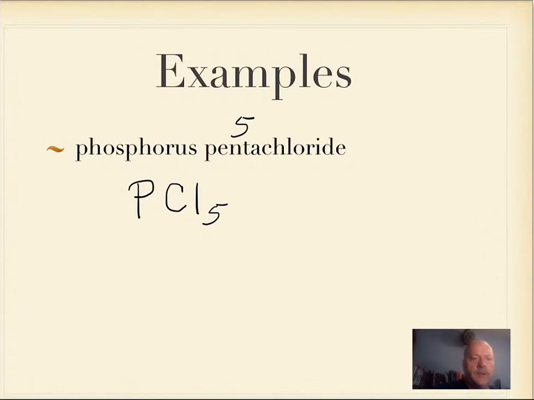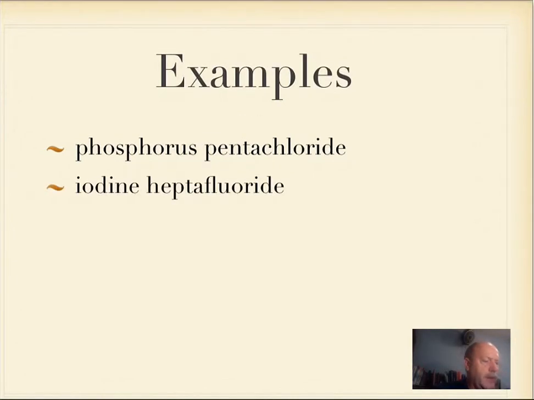So really, when you see prefixes in the name like that, you should know that it's going to be molecular. And then you just name it following those prefixes. Okay, so here's one, iodine heptafluoride. Since there's no prefix for the first one, it's just going to be I. Hepta means 7, so it's going to be F7.